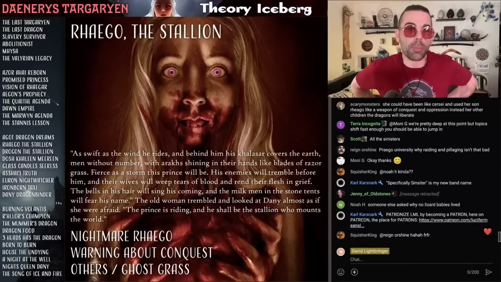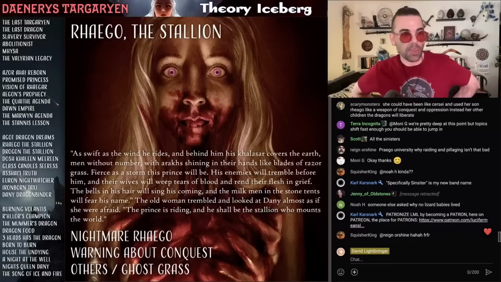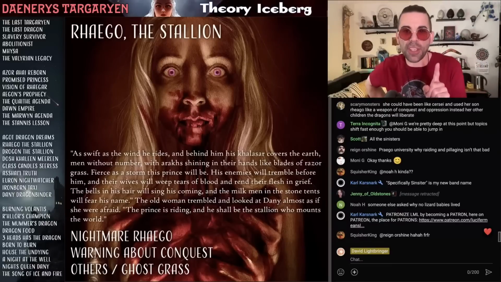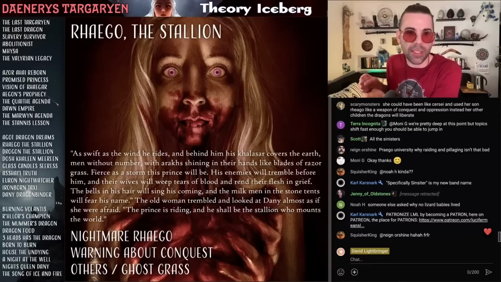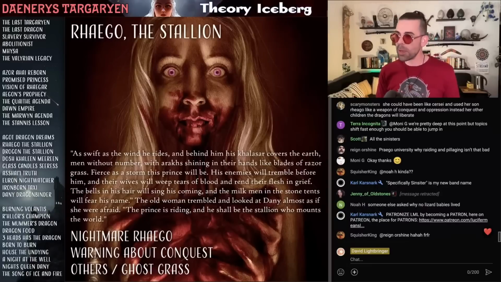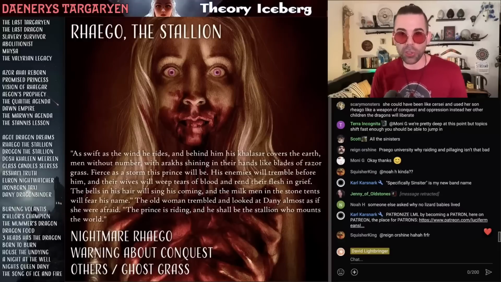The Dothraki have a prophecy also that the ghost grass one day will cover the world and kill everything. And that's actually the same prophecy as the stallion prophecy. His Khalasar covers the earth, men without number, with arakhs shining in their hands like blades of razor grass, covering the earth. That's the same prophecy as ghost grass covering the earth.